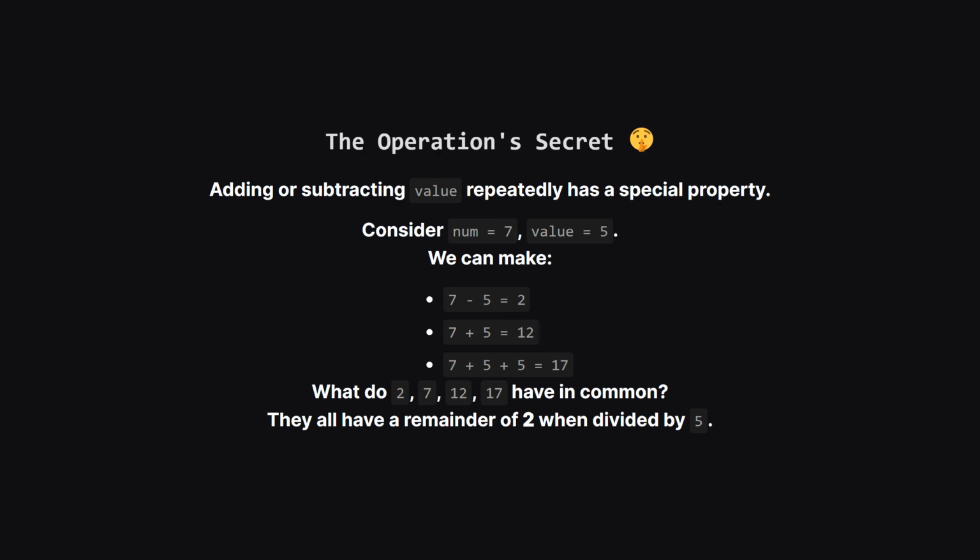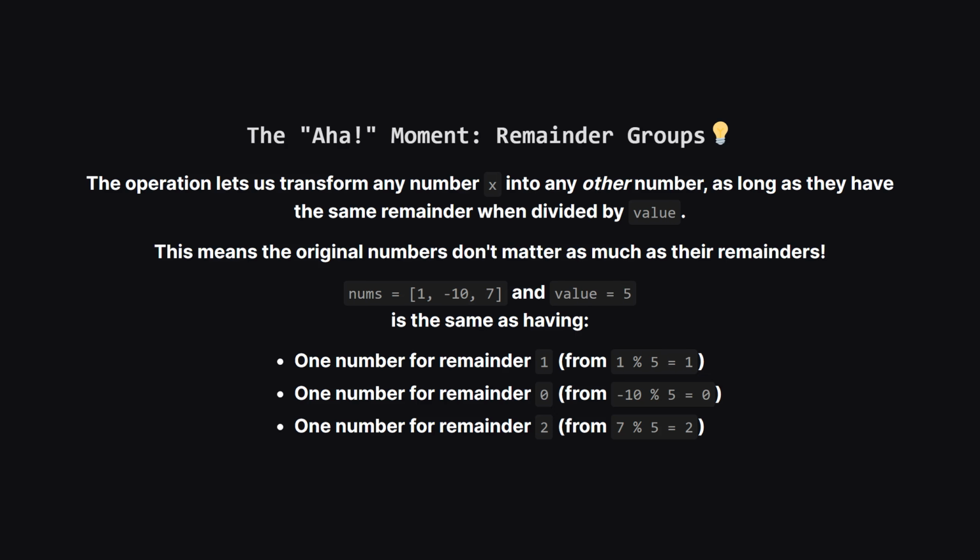Now, let's think about the operation. We can add or subtract value over and over. This is the key to the whole problem. Let's say we have the number 7, and our value is 5. We can subtract 5 to get 2. We can add 5 to get 12. All these numbers we can create: 2, 7, 12. They all share something in common. If you divide any of them by 5, you get the same remainder, 2. And that is the aha moment.